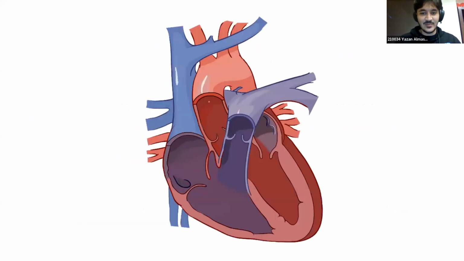Now, we have the heart. We have the superior and the inferior vena cava, and they will all go into the right atrium. This is what normally happens. Now in sleep, we have something that's called thoracic pressure, meaning in the thoracic area.